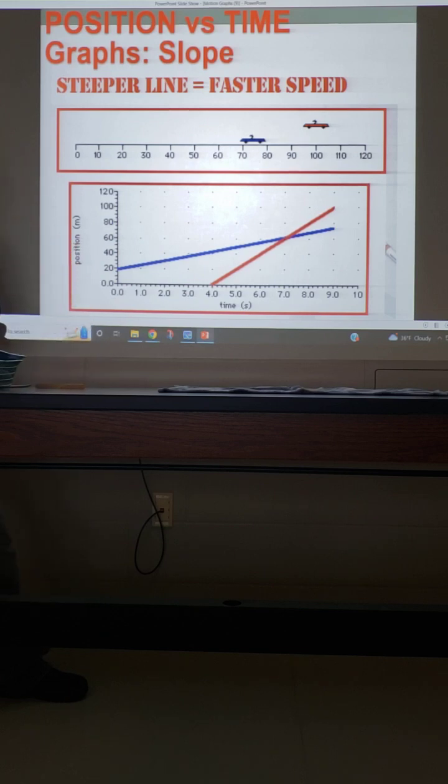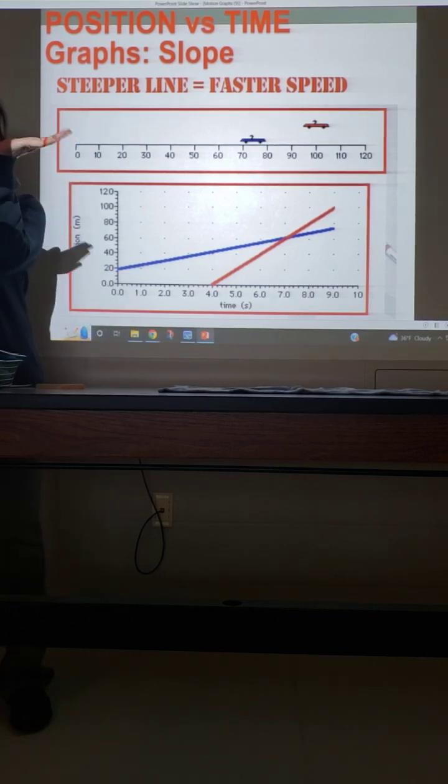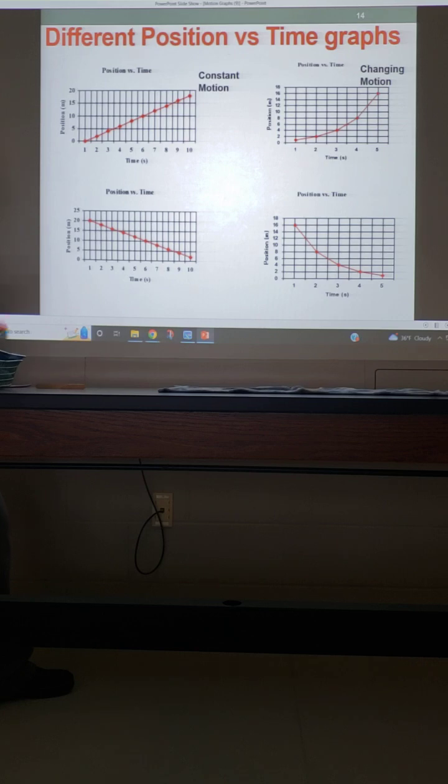That's the faster one. Okay. And so that's kind of nice. Same thing that we had with density. Whichever line was steeper, right, that's going to be the more dense. And so the same thing applies here. But instead of density, we're talking speed or velocity.